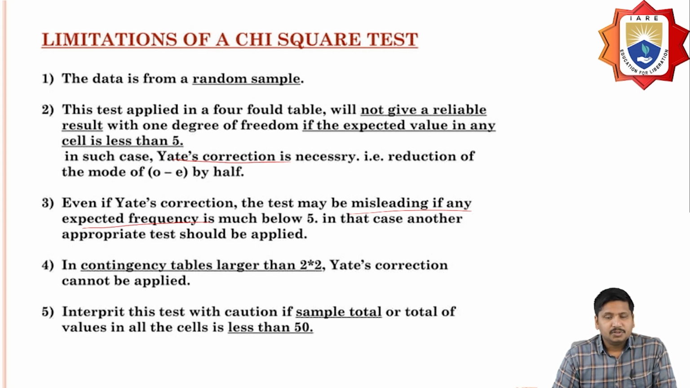Okay, so some of the limitations of this chi-square test: the data is from a random sample, and this test applied to a fourfold table will not be reliable with 1 degree of freedom, and if the expected value in a cell is less than 5. Even with the correction, the test may be misleading if any expected frequency is much below 5. And in contingency tables larger than 2 by 2, we have to interpret this test with precaution if the sample total should be less than 50.